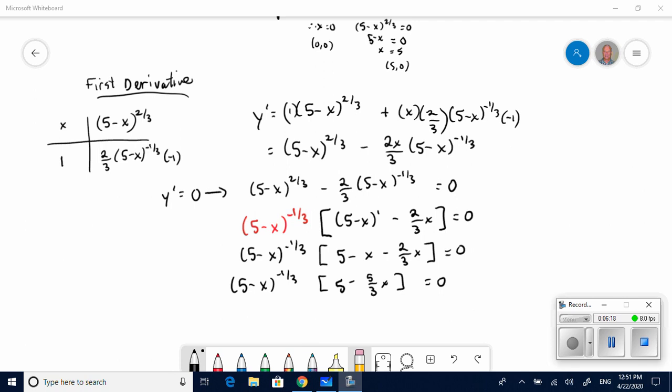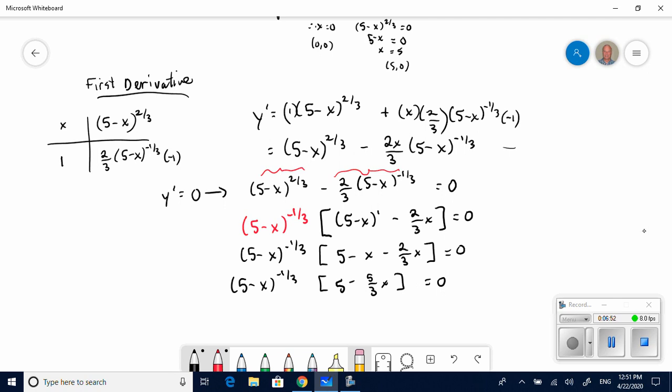So I identified in this line right here a greatest common factor of (5 minus x) to the negative 1/3 power, and that's what I removed. That left me with (5 minus x) to the power of 1. When I divide both of these terms by (5 minus x) to the negative 1/3 power, I'm left with (5 minus x) to the power of 1 and a minus 2/3.